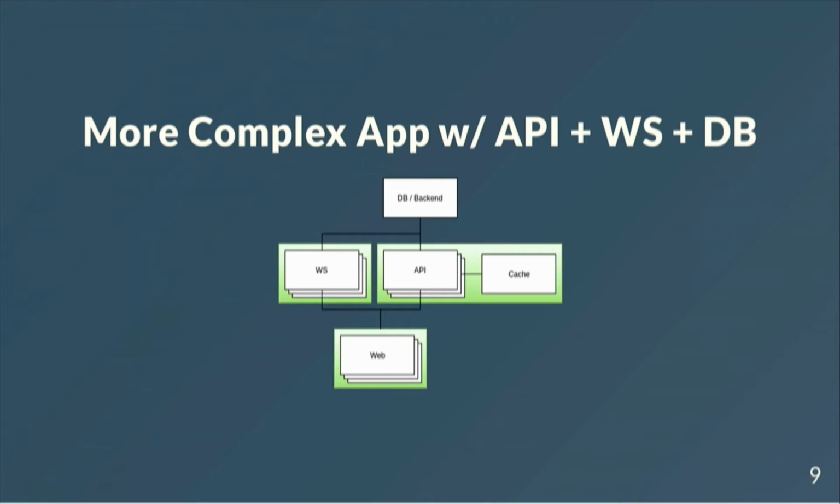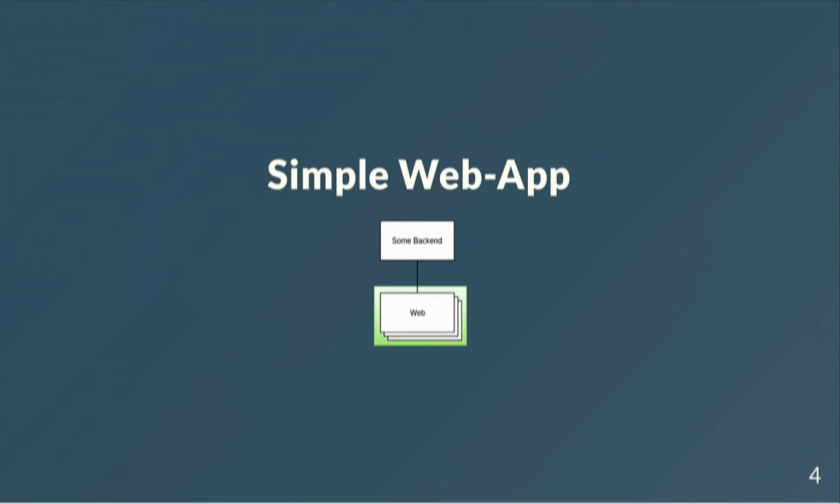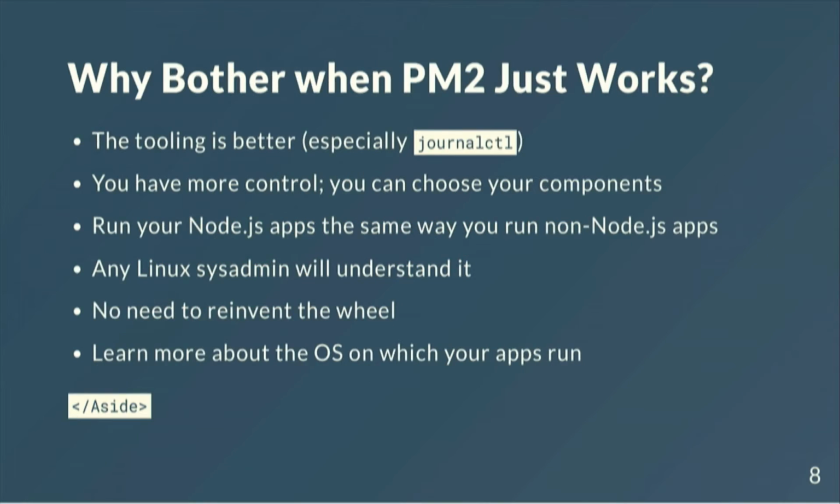OK, so on to the second type. Just to recap that one, what I'm saying is that for the simple web app, basically systemd and a load balancer per host, and put all the hosts behind a load balancer. And if you want, you can use PM2. It basically does the same thing.